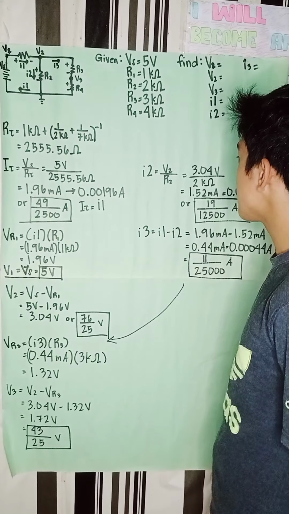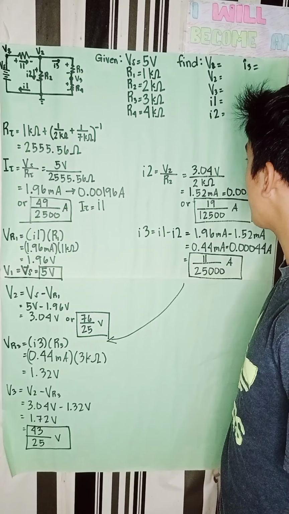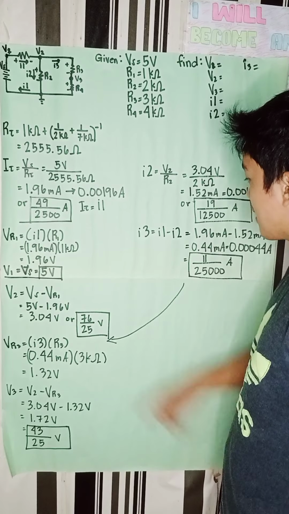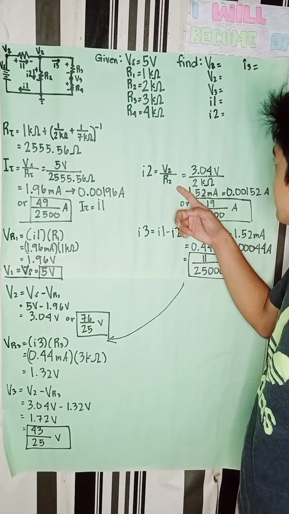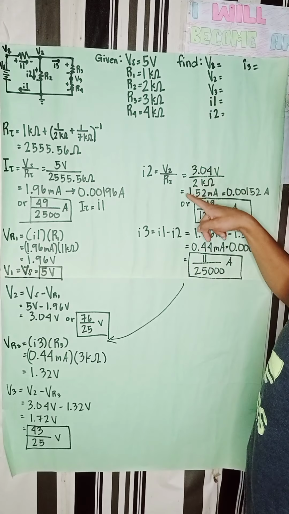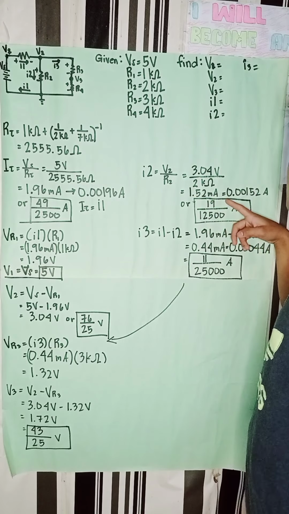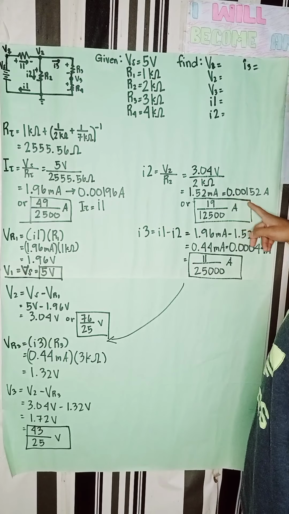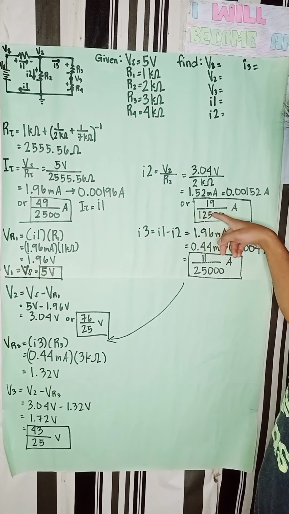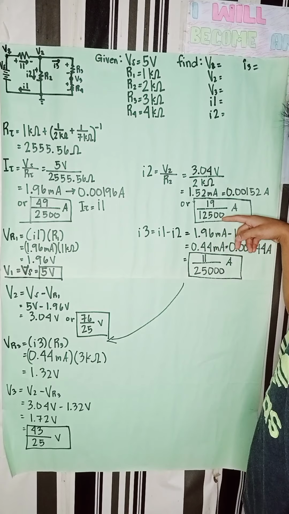Next is I2. So I2 is equal to V2 over R2. V2 is equal to 3.04 volts, then R2 is equal to 2 kilo ohms. So it is equal to 1.52 milliampere or 0.00152 ampere, or in fraction 19 over 12,500 ampere.